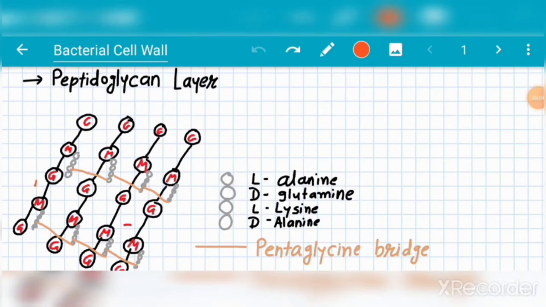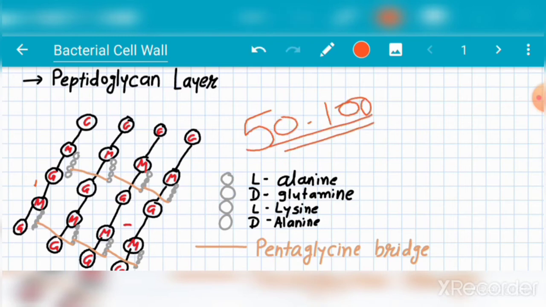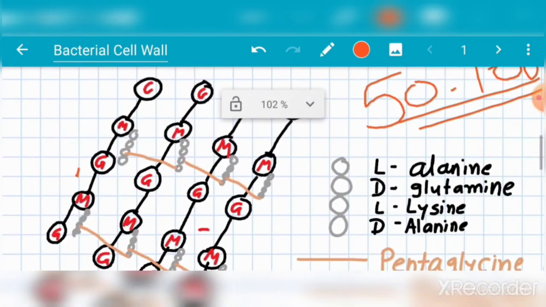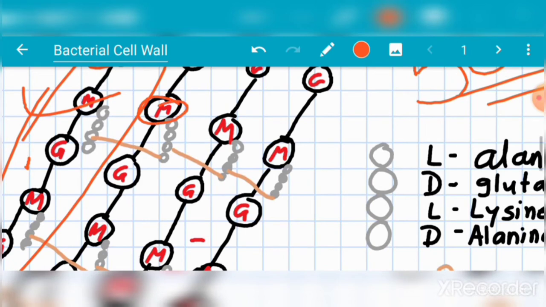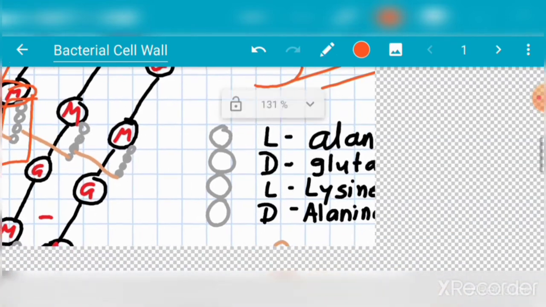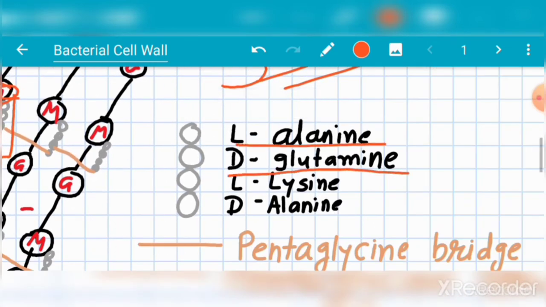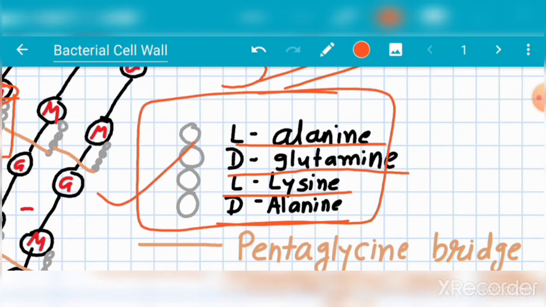The cell wall of gram-positive bacteria has 50 to 100 peptidoglycan layers. Each peptidoglycan layer is made up of a murein chain. This is one murein chain. A murein chain is made up of two molecules, N-acetyl glucosamine and N-acetyl muramic acid. The important thing to note here is that from N-acetyl muramic acid, a tetrapeptide chain ascends. It is made up of 4 amino acids: L-alanine, D-glutamine, L-lysine and D-alanine. You need to remember them in the same sequence.